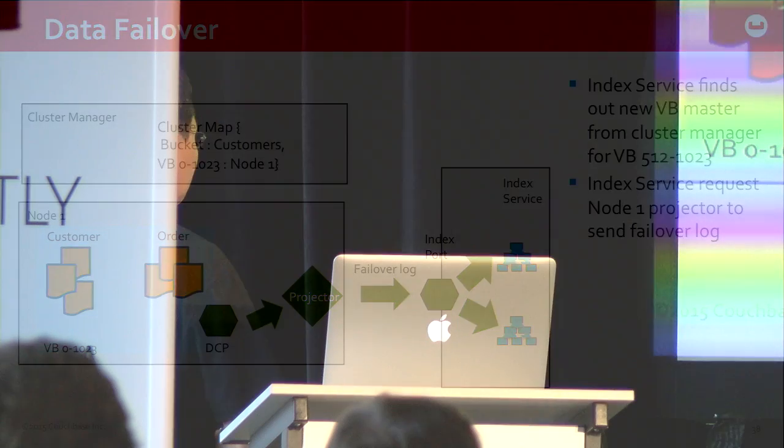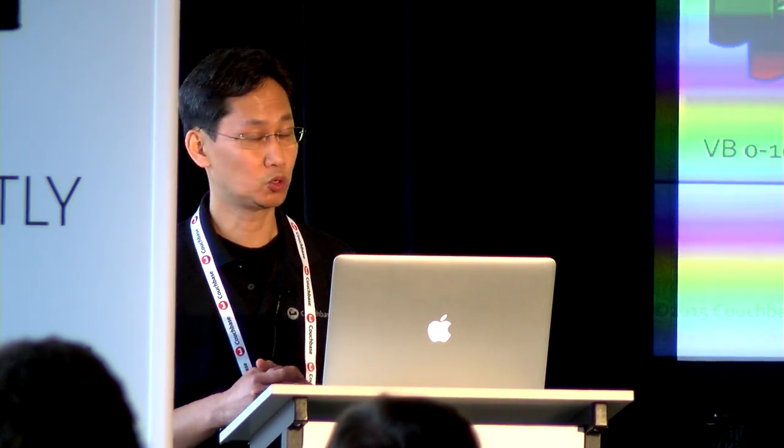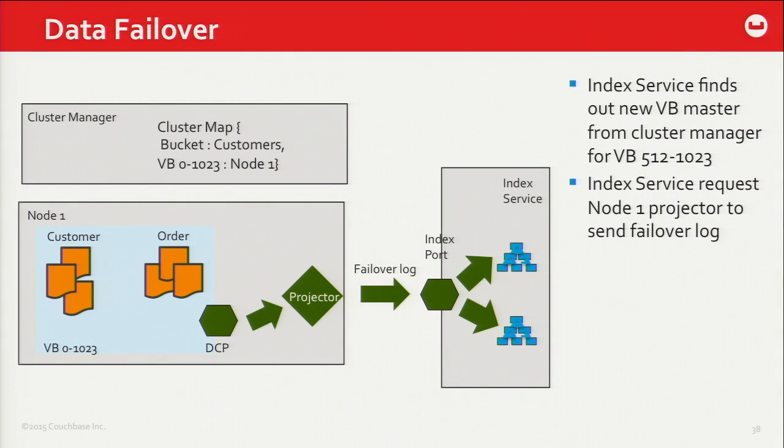And when the index service gets a connection error for node 2, it knows that node 2 has, okay, rebuckets 512 to 1023. So it will go to the cluster manager and, again, ask, well, what is the new master for these rebuckets? And the cluster manager tells the indexer, hey, node 1 is the new master.